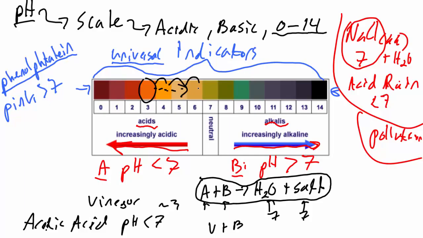What's kind of cool though is that if I keep adding base to my vinegar, we'll be moving that way. If I keep adding base though, eventually I'll neutralize out my vinegar. And if I add base beyond that, all of a sudden it will turn into a basic solution. I'll go 8, 9, 10, 11, 12, and so on and so forth. So there's kind of an interplay there between acids and bases.